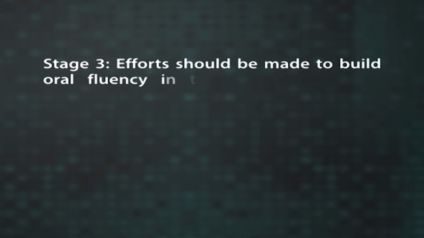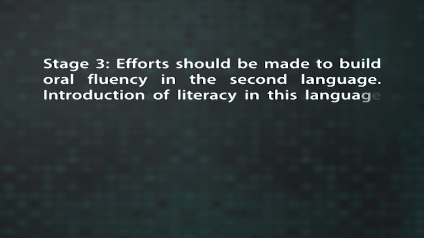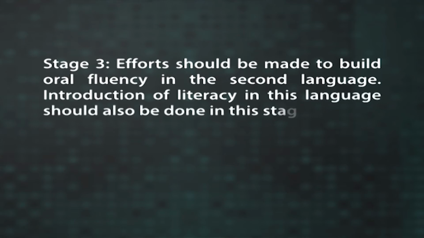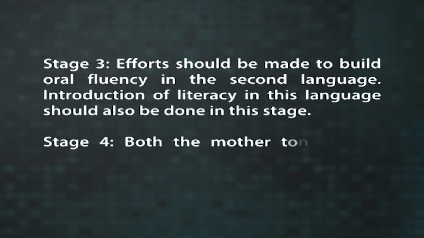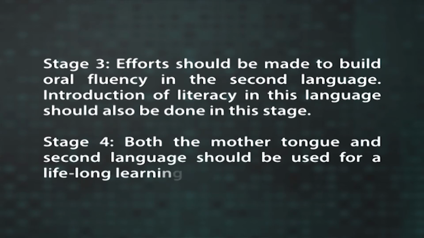Stage 3, efforts should be made to build oral fluency in the second language. Introduction of literacy in this language should also be done in this stage. Stage 4, both the mother tongue and second language should be used for lifelong learning. Multilingual education of this type emphasizes the use of first language first and then bridge to the second language.